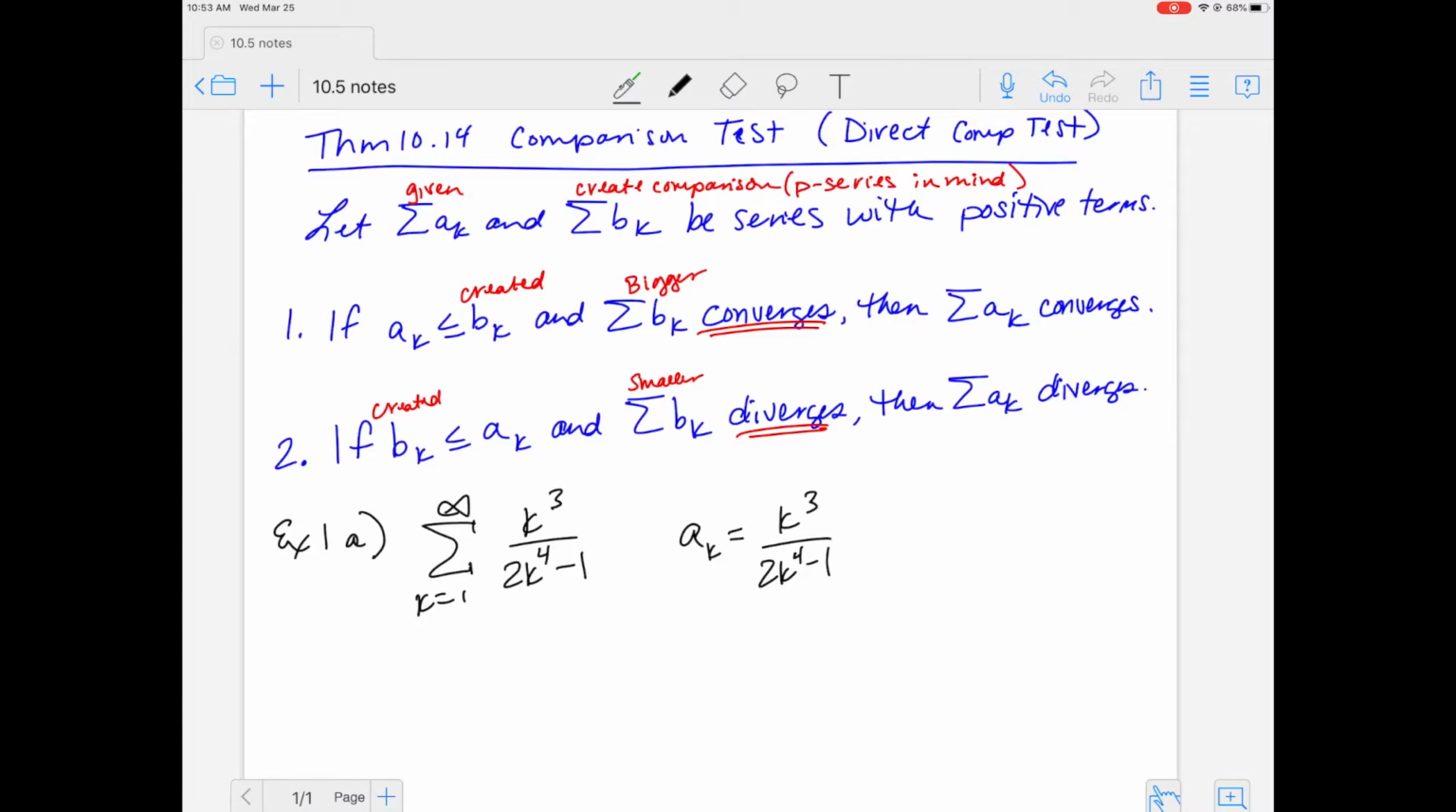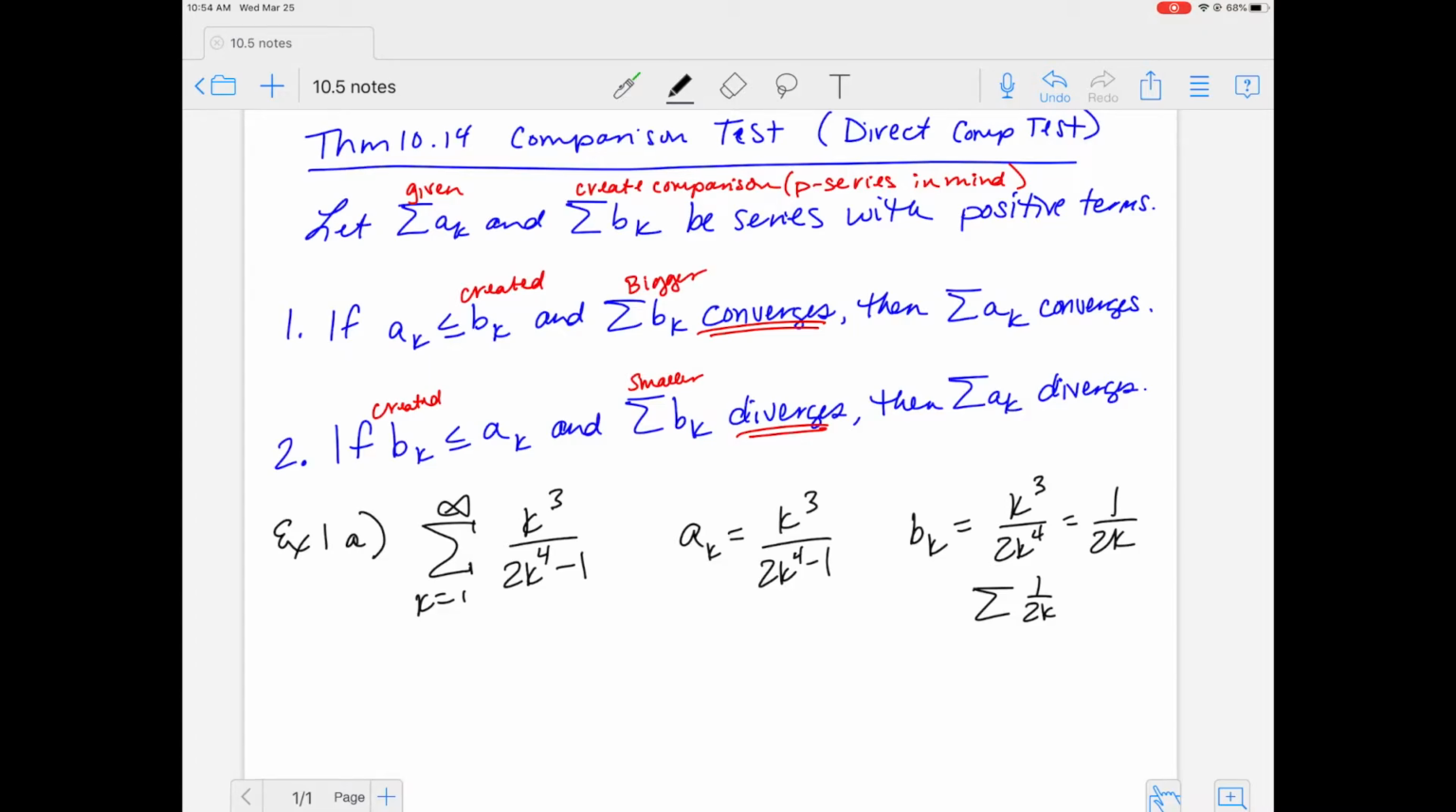If you've got a polynomial in the numerator and denominator, that's a good tip off for comparison test. So here I have k cubed over 2k to the 4th. So my b sub k is going to be k cubed over 2k to the 4th. All right, which if I simplify this rational expression, I end up with 1 over 2k. Now, what do you know about 1 over 2k? If I were to think about this in terms of the P series, so if I have my series here of 1 over 2k, what do you know about that?